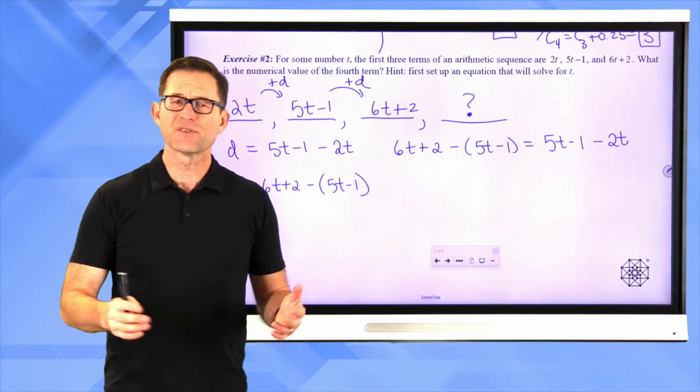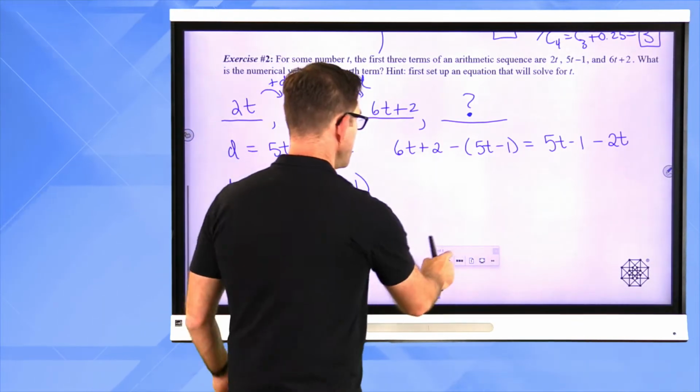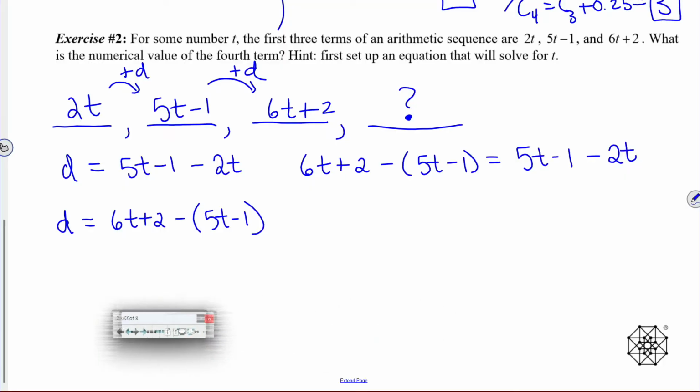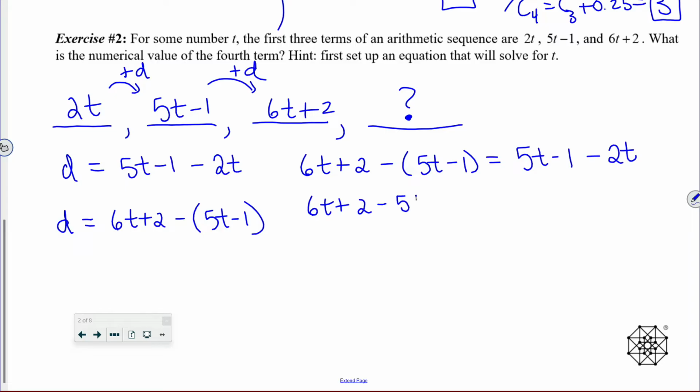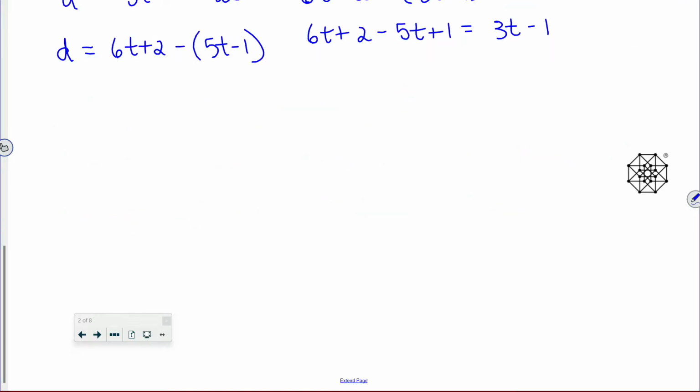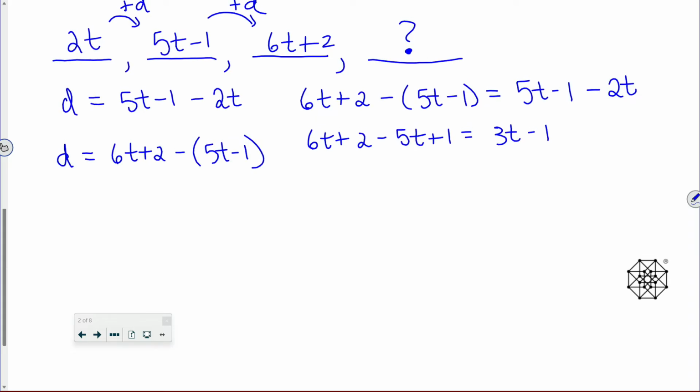All right, so now let's solve this equation. Should be pretty easy. Let me get this out of the way. Whoops. Just have to distribute that subtraction. So that's going to be minus 5t plus 1. Here I'm going to combine some like terms, and I'll just get 3t minus 1. Let me continue to, let's see if we can extend the page a little bit. Combine some like terms over here. 6t minus 5t is just t.